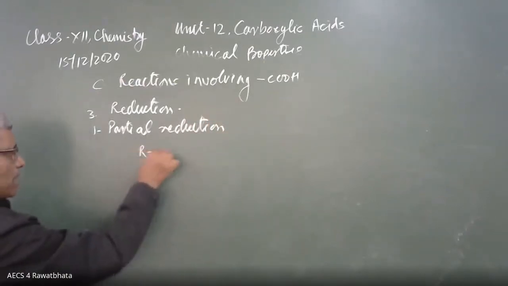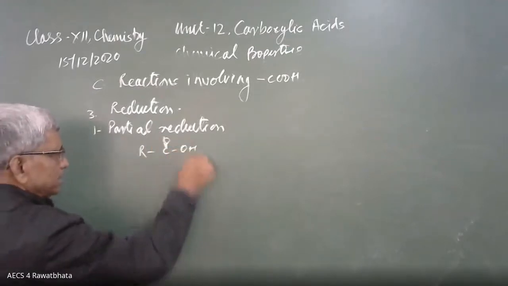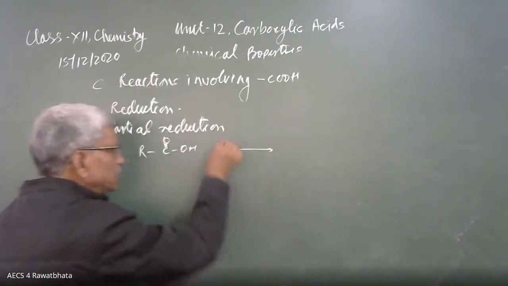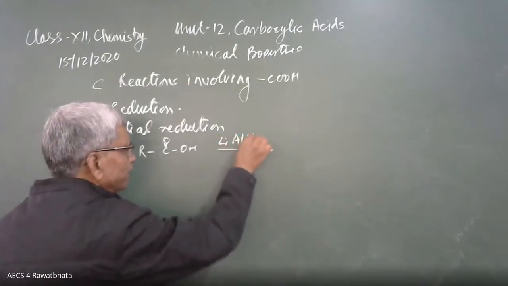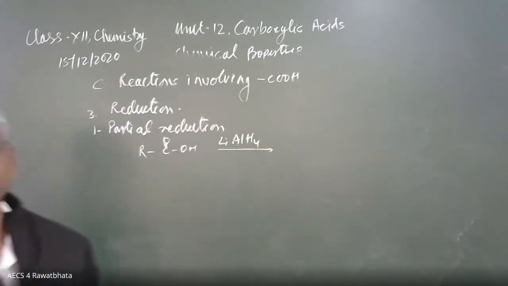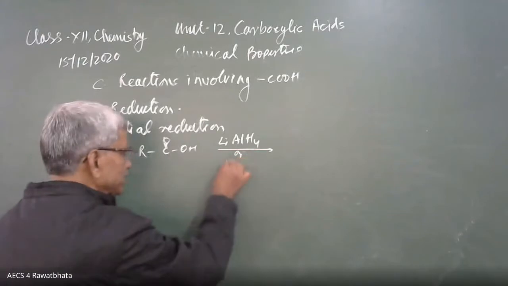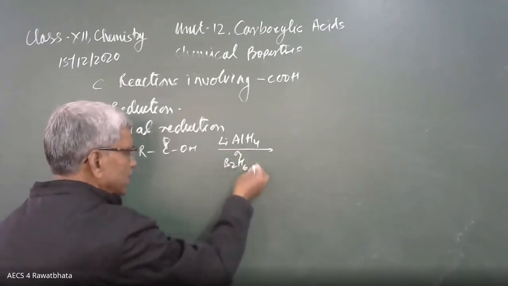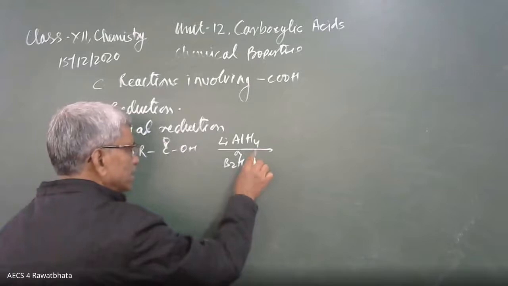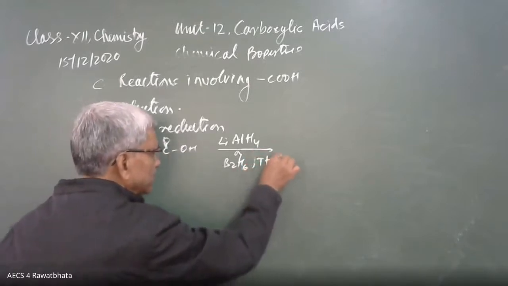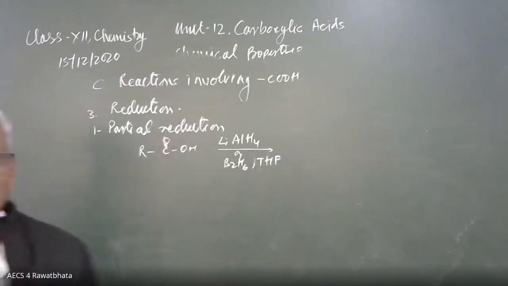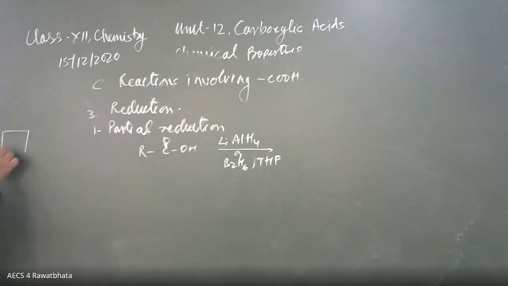Carboxylic acid, RCOOH, is going to be reduced by a reducing agent like LiAlH4. It is one of the very good reducing agents, lithium aluminium hydride. It can also be reduced by B2H6, diborane, and THF. THF is the solvent, tetrahydrofuran. Tetrahydrofuran is like this, a cyclic ether. Furan is this compound.